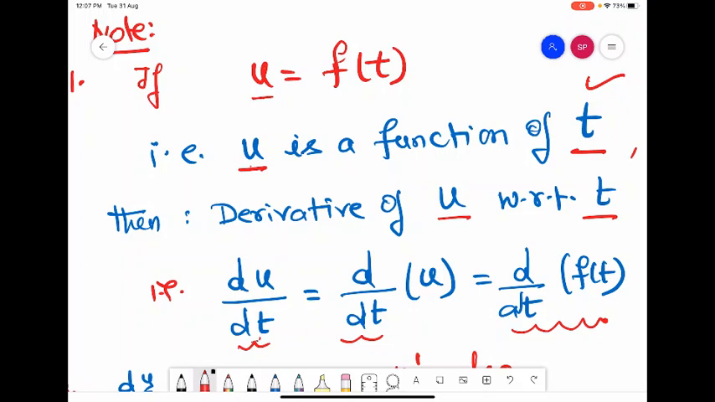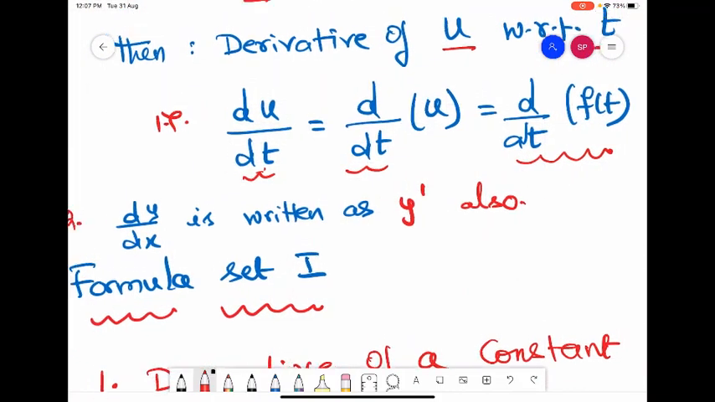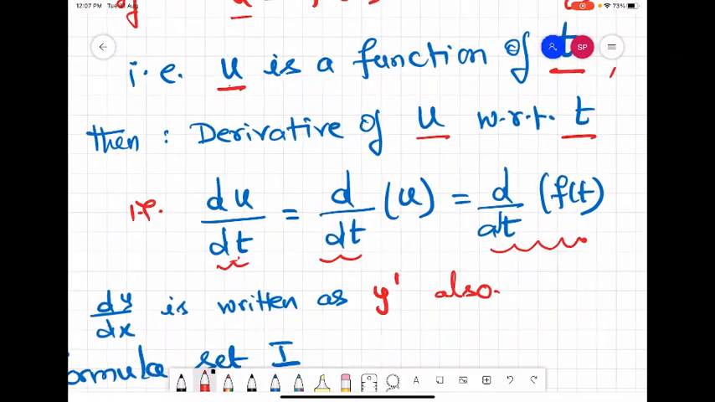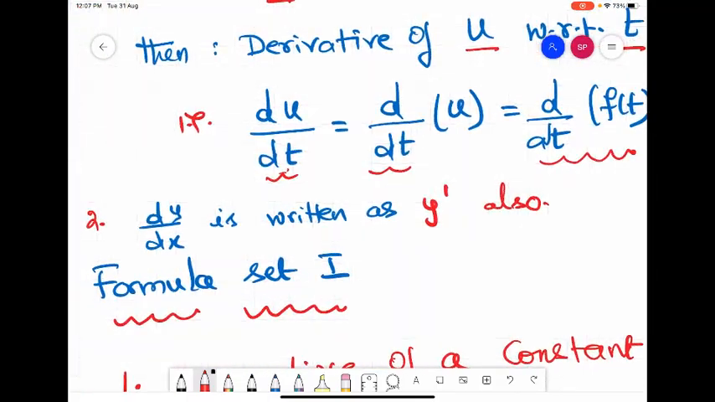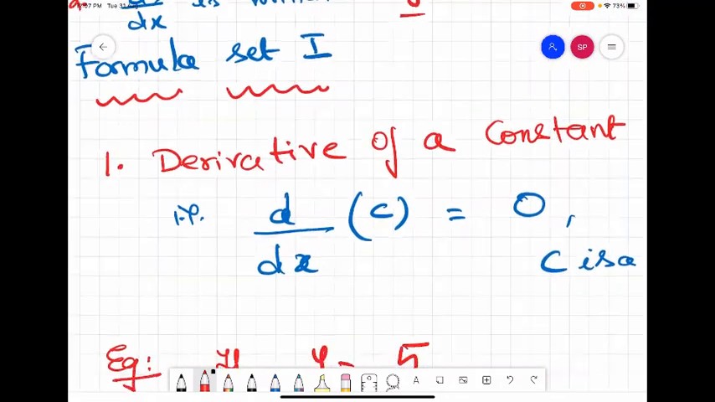That is d by dt of u, or you can say d by dt of f of t. So in ordinary differentiation, you have an independent variable and a dependent variable, and you differentiate the dependent variable with respect to the independent variable. That's what we mean by dy by dx or dy by dt. Also note that dy by dx is written as y dash, the first derivative. Now let us go for the formula set.